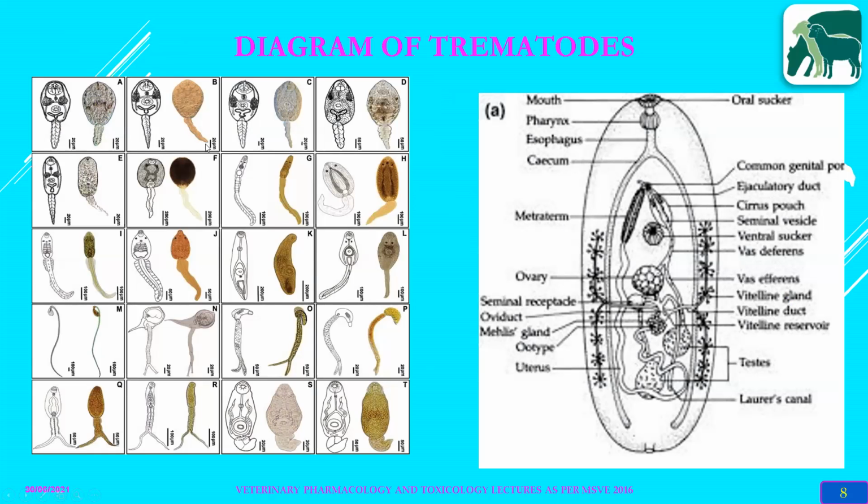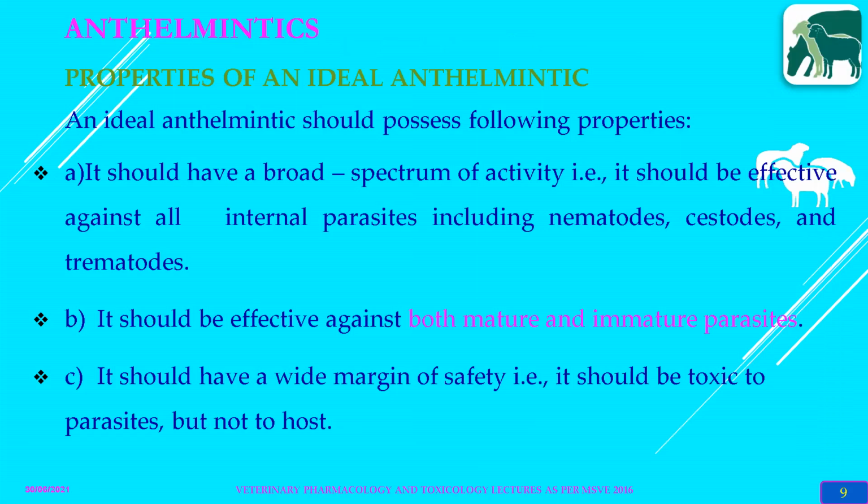So these are all the different varieties of flukes which are present, but many of them are not so damaging in the case of cattle. Only a few are causing damage as far as cattle is concerned. And after finishing this very brief introduction about the helminths, we'll come to the anthelmintics.